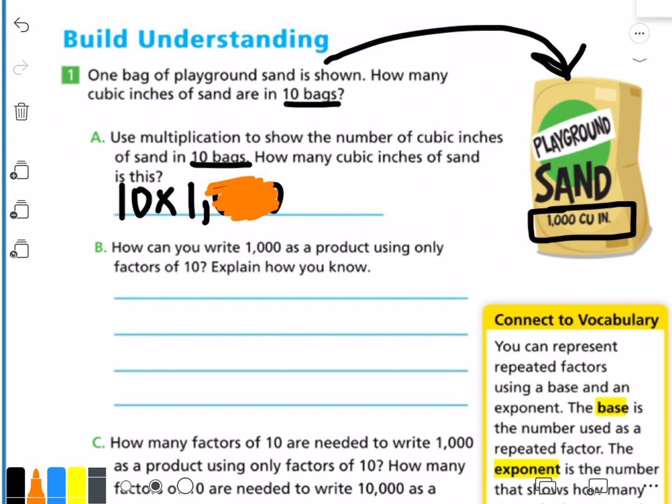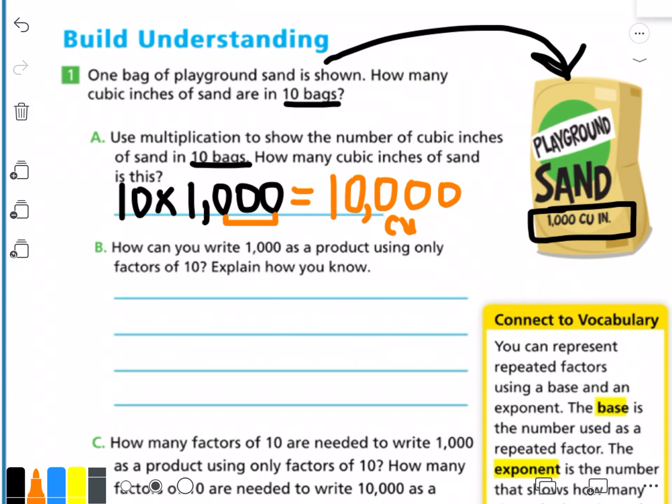What does this problem now look like to you? It should look like 10 times 1. Well, you guys know 10 times 1. 10 times 1 is 10. So we're going to write 10. Now, bring back your zeros. If I could show you, I'd have my finger over the zeros, but obviously I can't show you that on the screen. So now bring back these zeros. How many do you have? 1, 2, 3. Add those 3 zeros to your answer. And guess what, guys? You just finished the problem. 10 bags of sand will be 10,000 cubic inches.